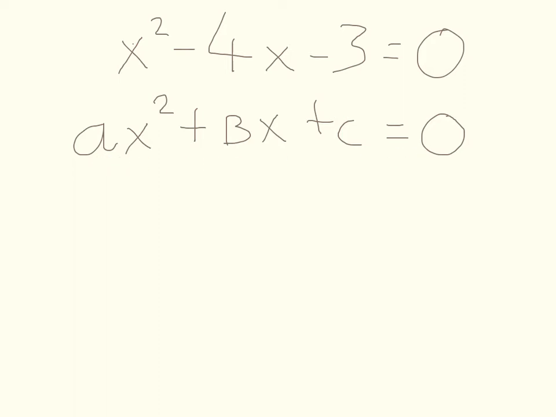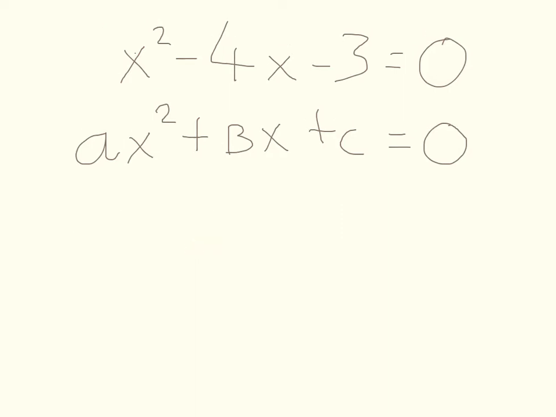So what we're going to do now is name what is my A, what is my B, and what is my C? As you can see above, there is 1x squared. So A will be 1. If that was a 2 up there, A would then, of course, be 2. But it is only 1, so my A is going to be 1.